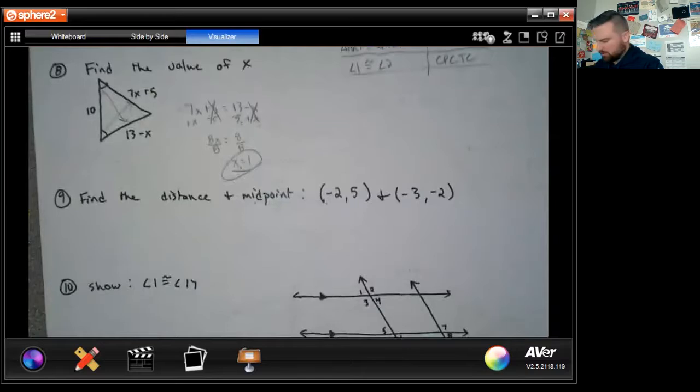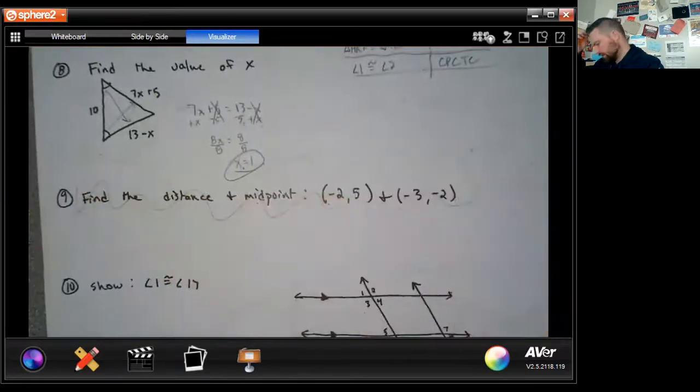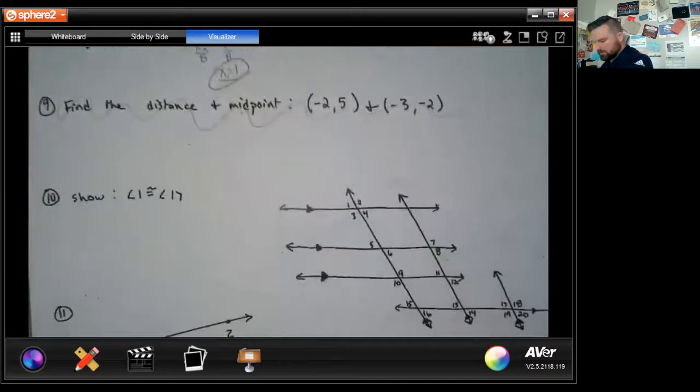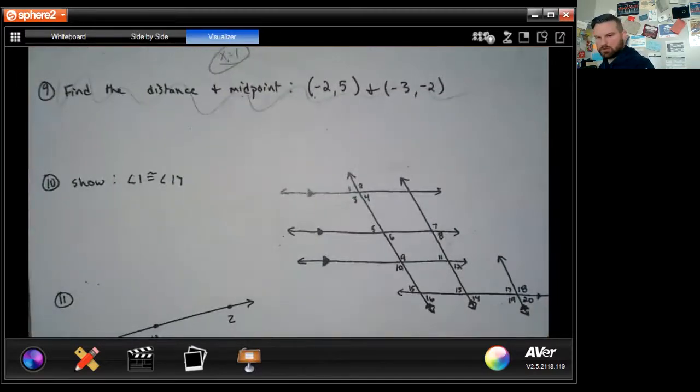Find the distance and midpoint. We're not going to do that. We haven't talked about that, so we're going to skip that. Here are some older things from previous units.